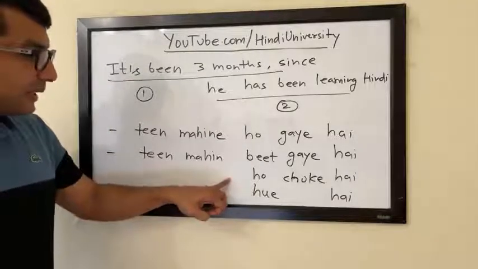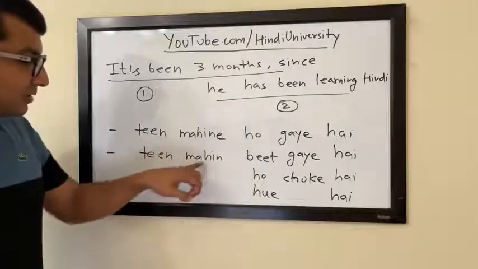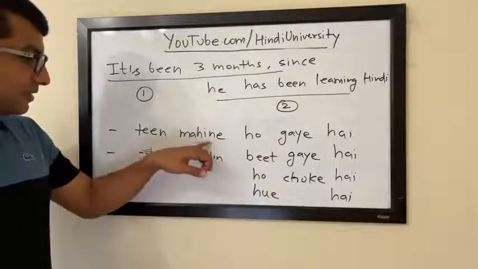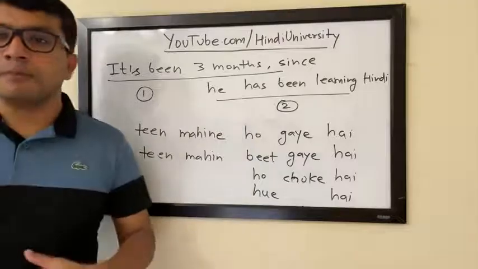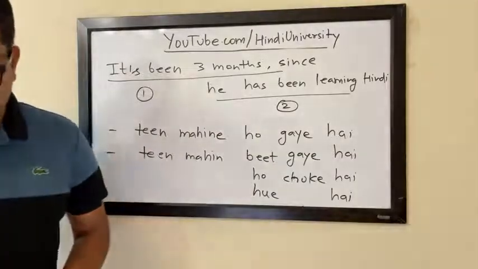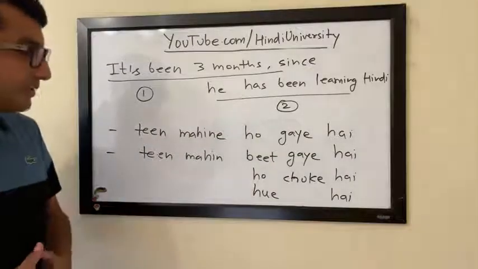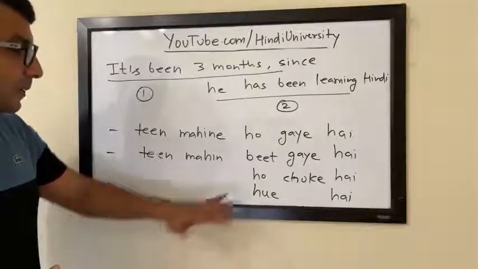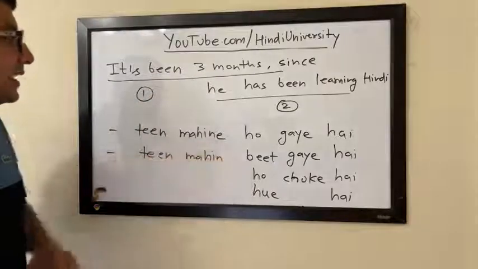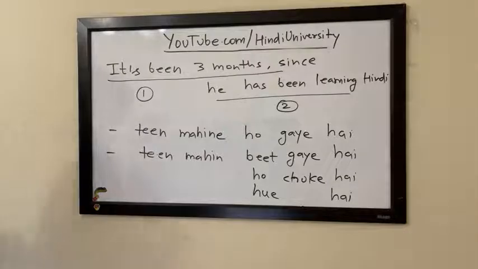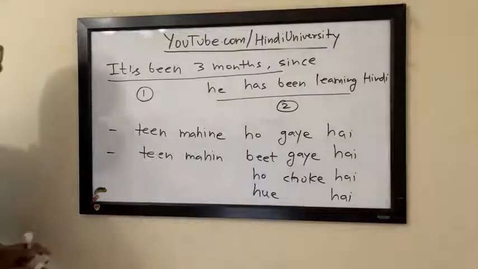Feel free to practice in your head and change the number or the unit here. Instead of month, you can say year or something like that, right? Or day as well. But this is part 1. 3 महीने हुए हैं.